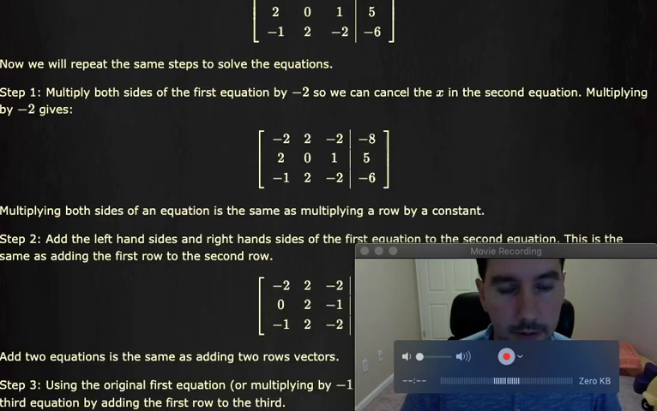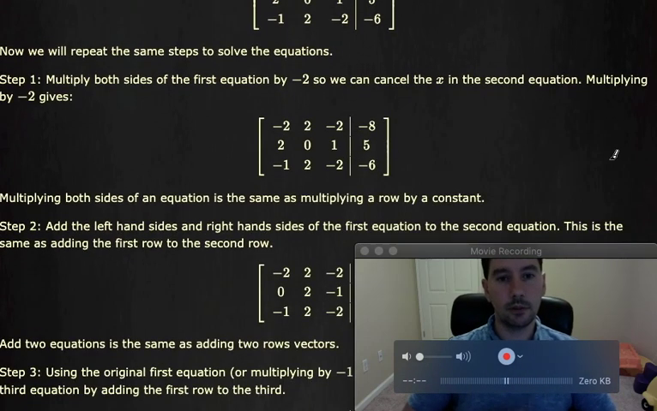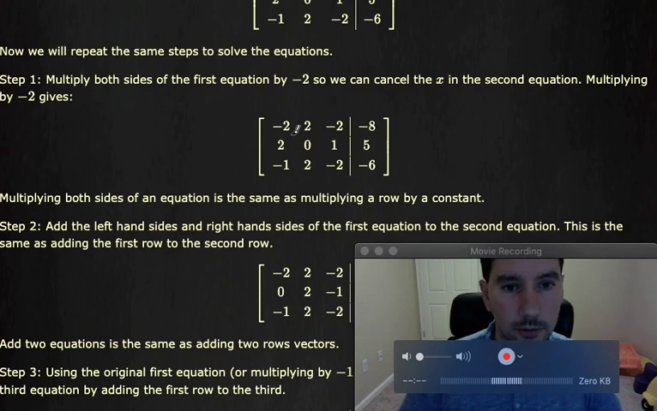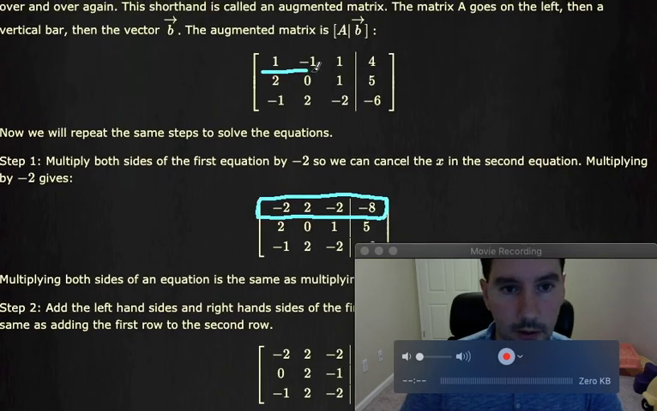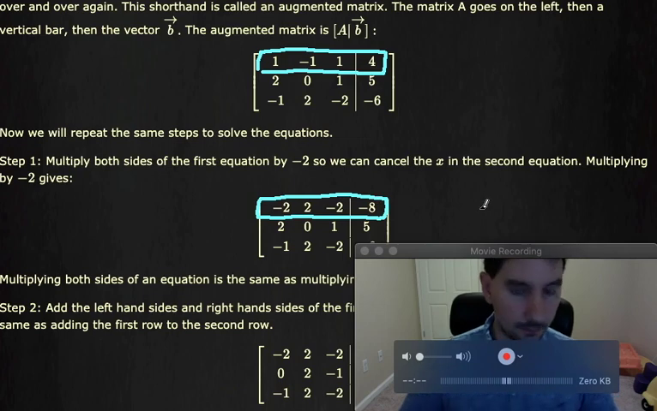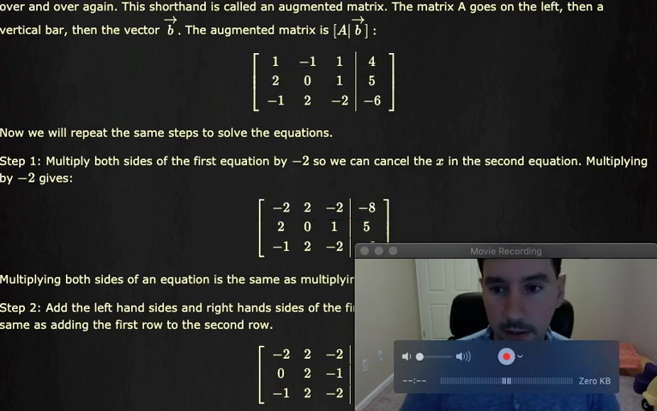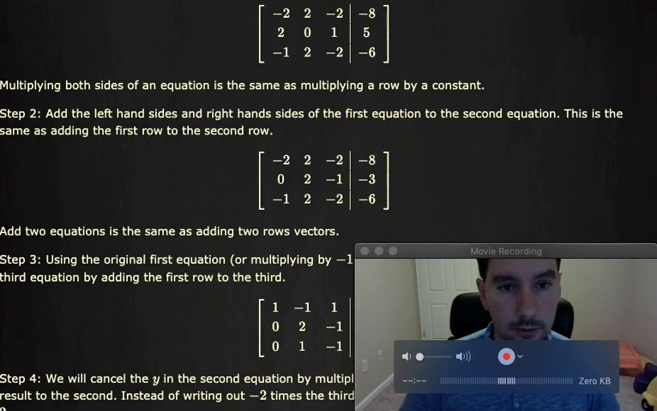So what did we do last time? We multiplied the first equation by negative 2, and then added it to the second equation to cancel out the x's. So we're going to multiply by negative 2, and what that does is multiply both sides of the first equation by negative 2. And this is what happens to the coefficients: we had 1, negative 1, 1, 4, which becomes negative 2, positive 2, negative 2, and negative 8. Next, we're going to add the first equation to the second equation, like we did last time.